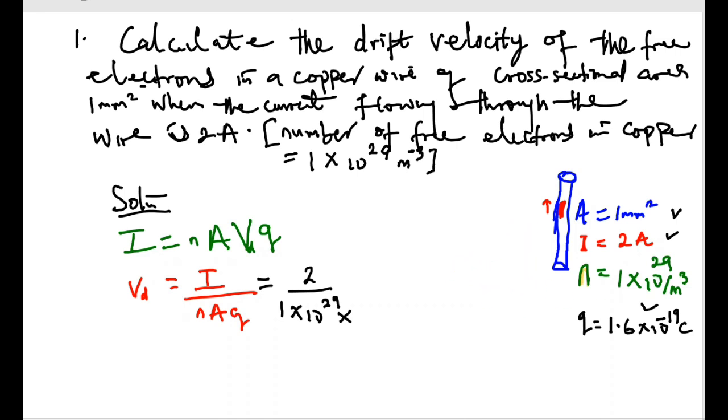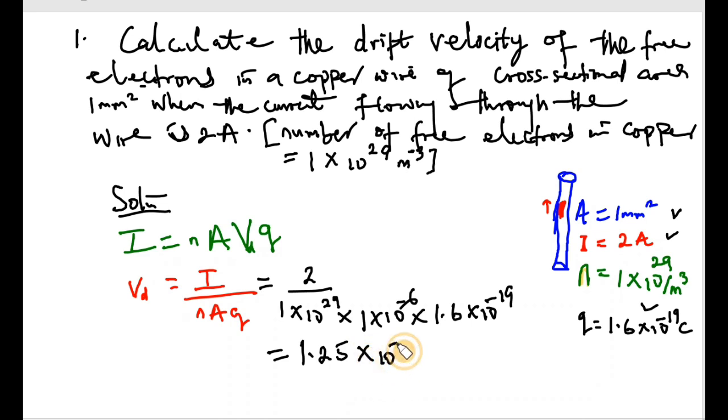Going further, we now replace the value of this area: 1 times 10 to the power of minus 6, and of course, you know it's meter square now. The electron charge magnitude is 1.6 times 10 to the power of minus 19 coulomb. If we do this math, we now have that our v_d, which is the drift velocity, is 1.25 times 10 to the power of minus 4 meter per second.